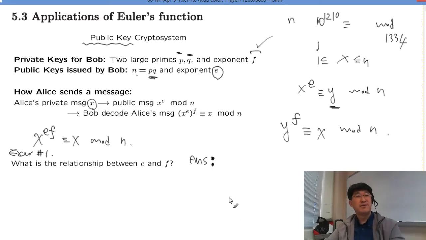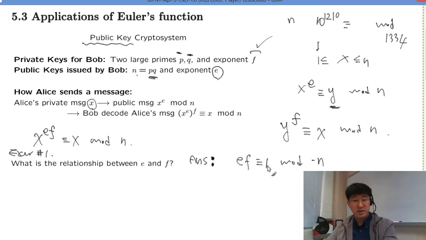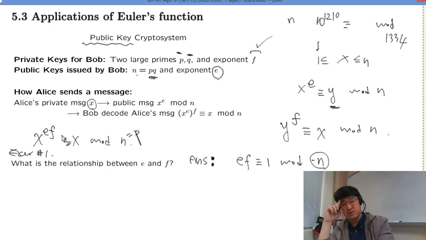E times F is congruent to 1 mod N. Very good. Negative 1 mod N. I agree with the one part. It's just this part is not right. Look at it here. Try P. What if it is a P prime? Then what is this relationship?